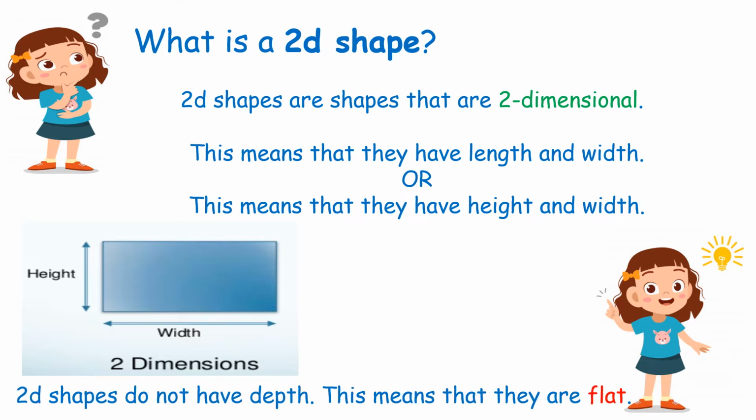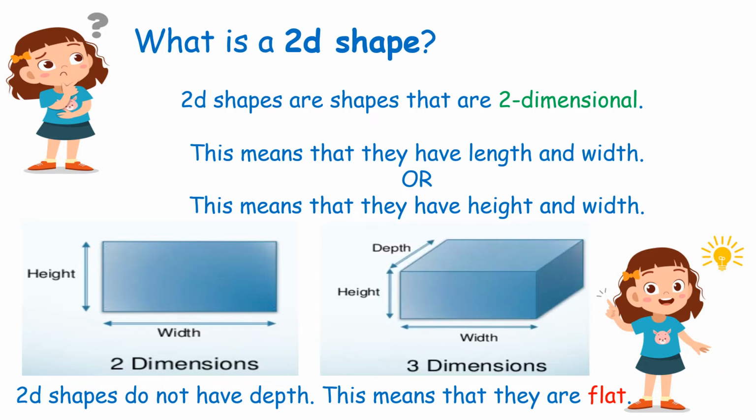2D shapes are flat because they don't have something called depth. A 3D shape has depth. That is why 3D shapes are 3-dimensional, because they have height and width and depth. But we're focusing on 2D shapes this week.